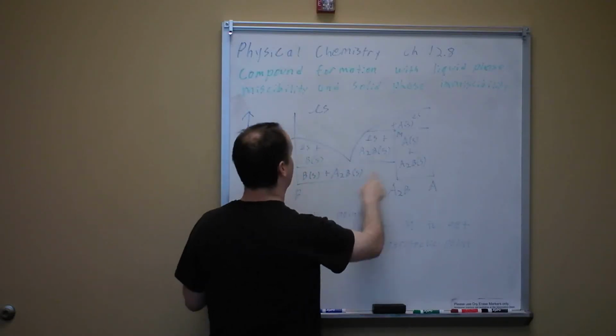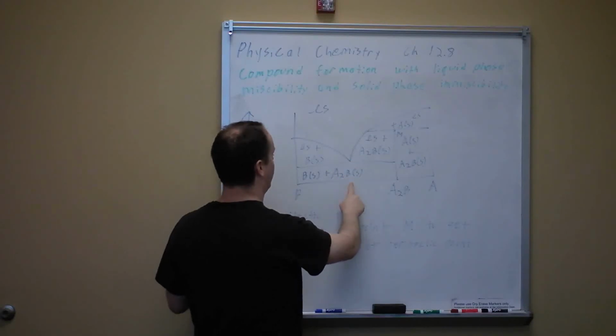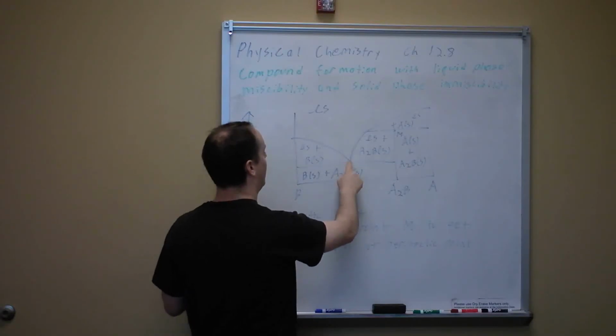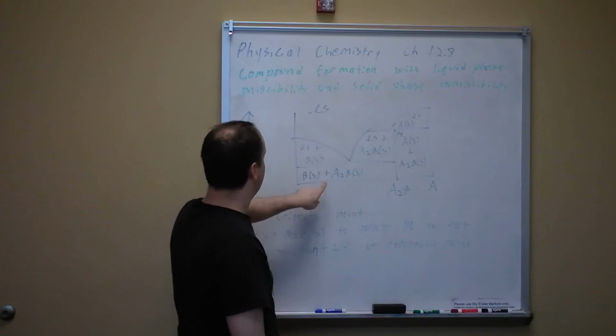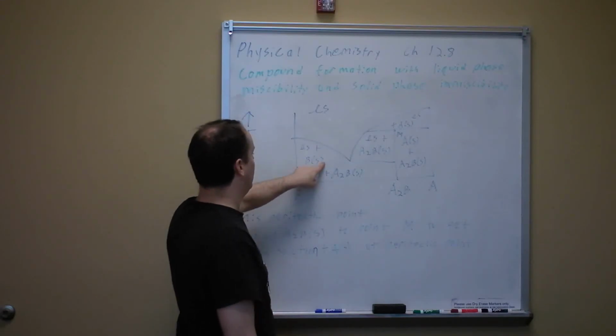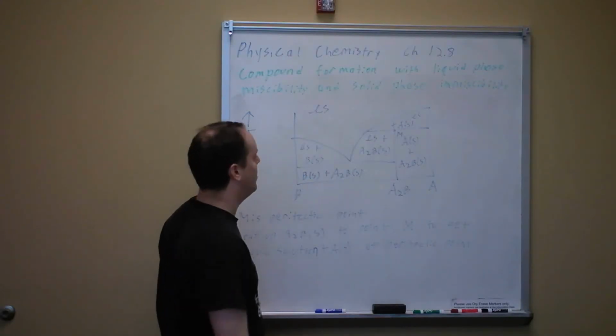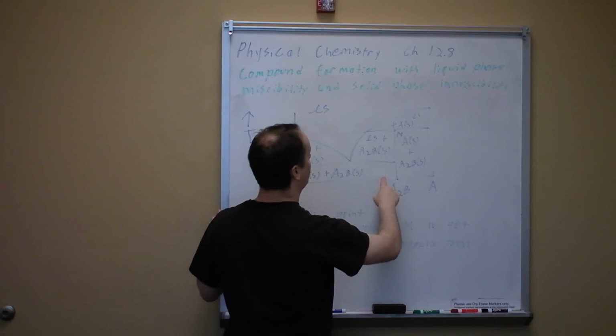And then if you heat this up, well, we've got a eutectic point here. So if you have just this mole fraction, you'll get your melt at a single temperature. So over here, you'll get B solid and A2B solid. Here, it'll turn into B solid and liquid solution. So just draw your tie line to see what that's made of.